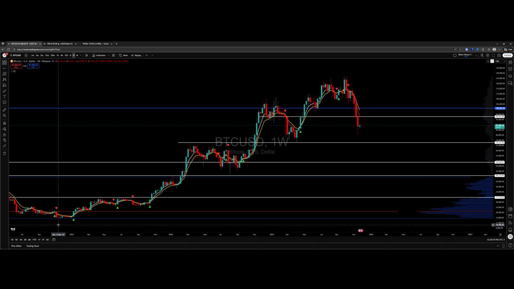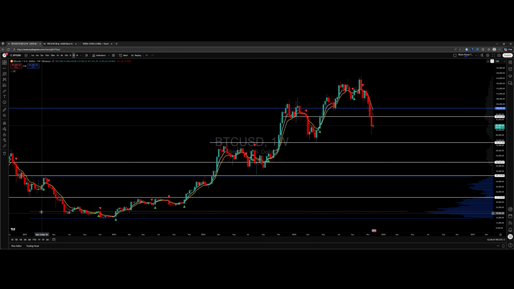Dead simple. Where has the money been? Where has it not been? And everything in between is opportunity. When you see this gray, it's just an indication of light trading. This is the dense trading.